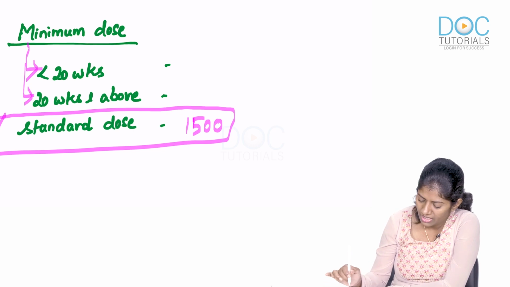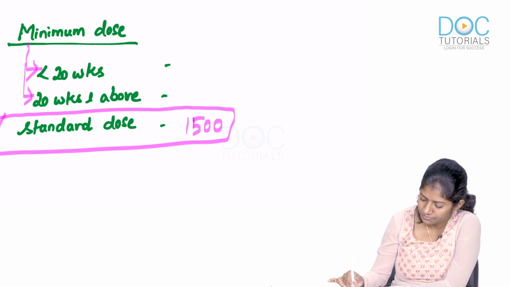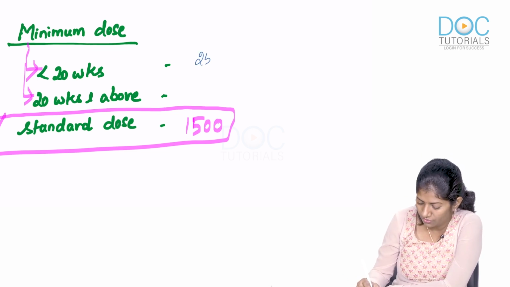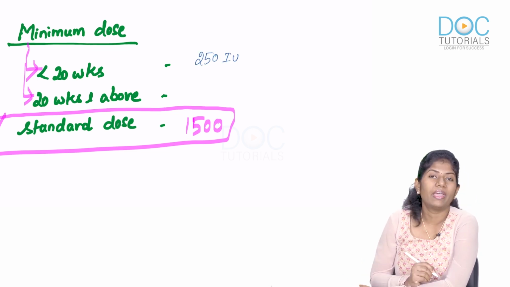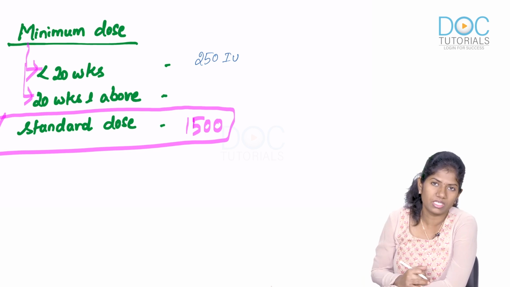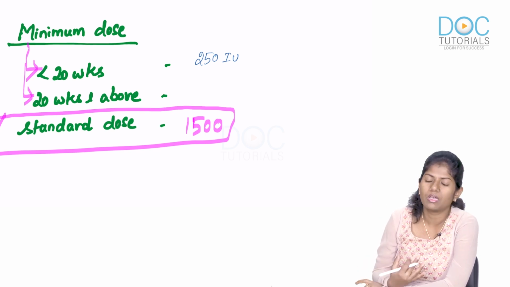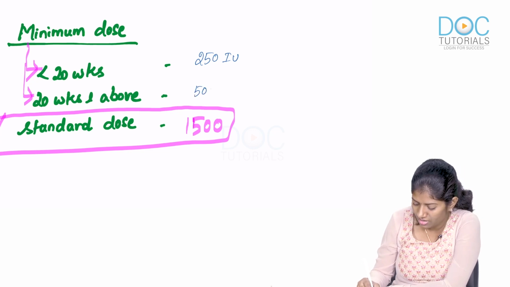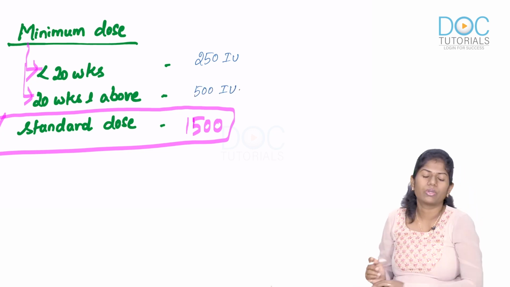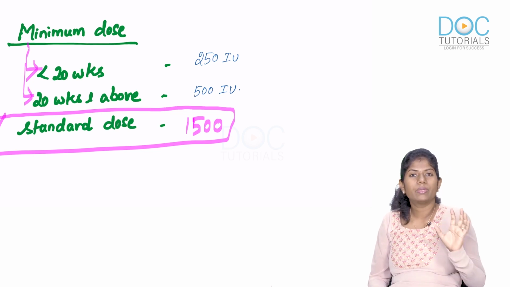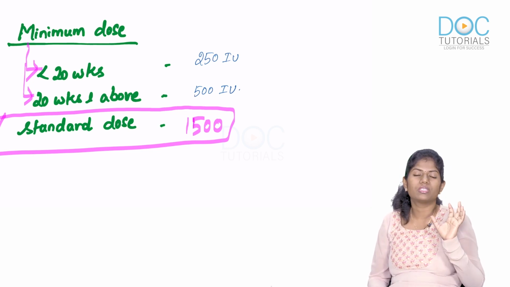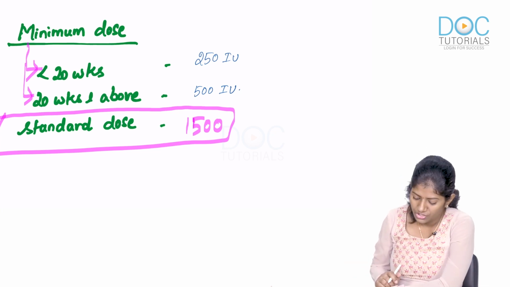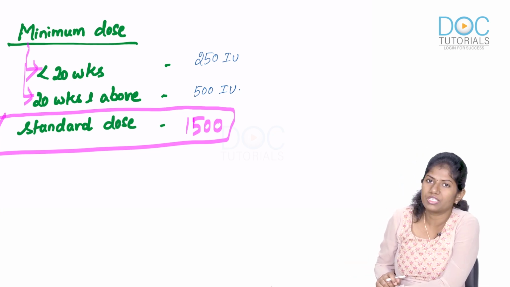Here the minimum dose is, for less than 20 weeks, 250 international units, and for a viable pregnancy, 20 weeks and above, the minimum dose is 500 international units. So, for less than 20 weeks, the minimum dose would be 250 international units, and for 20 weeks and above, the minimum dose should be 500 international units.